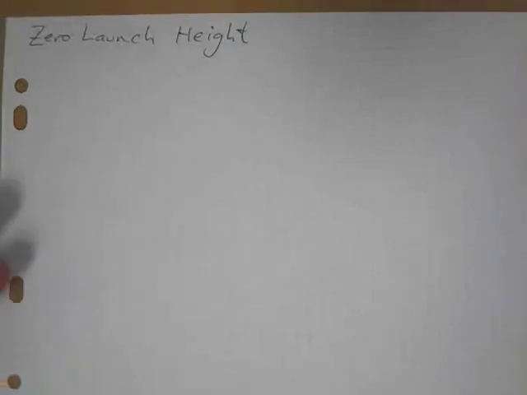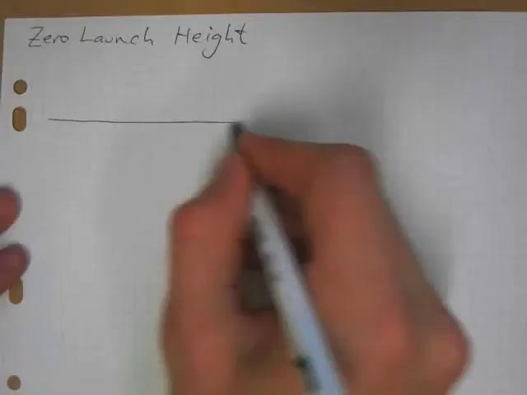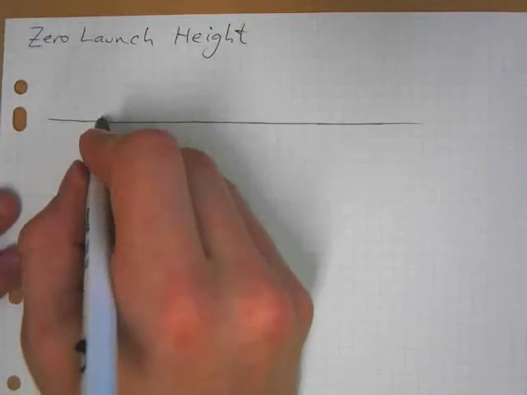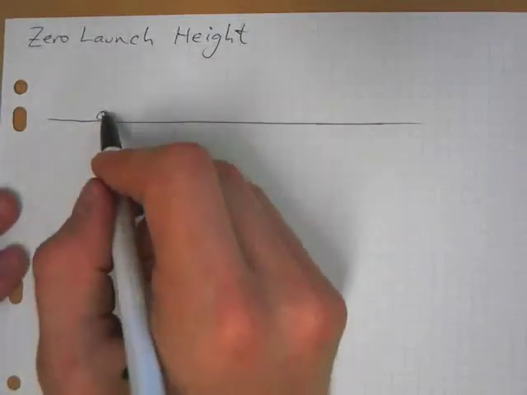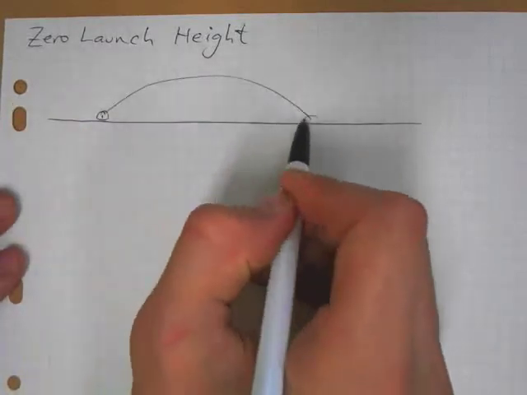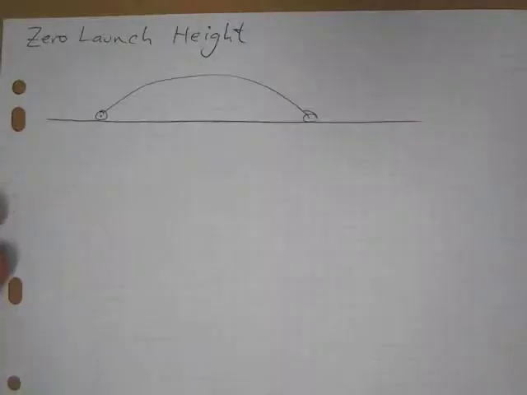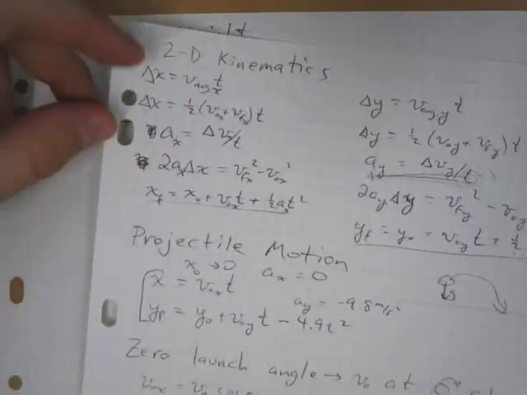A special case of projectile motion is when you have zero launch height. Zero launch height meaning that your projectile is fired or thrown or kicked or whatever from the same height that it lands at. And there are a lot of properties of zero launch height that make it useful. We can just go ahead and use our normal projectile equations.